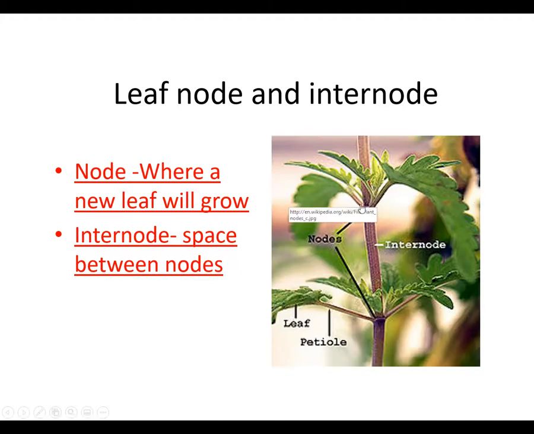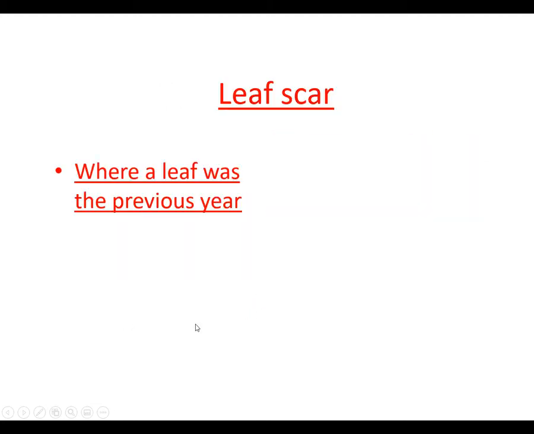So the node and the internode is where a new leaf will show up. So these little spots right here is where the new leaves are sprouting out of this. And then the space in between that is called the internode. And this is important for understanding propagation.